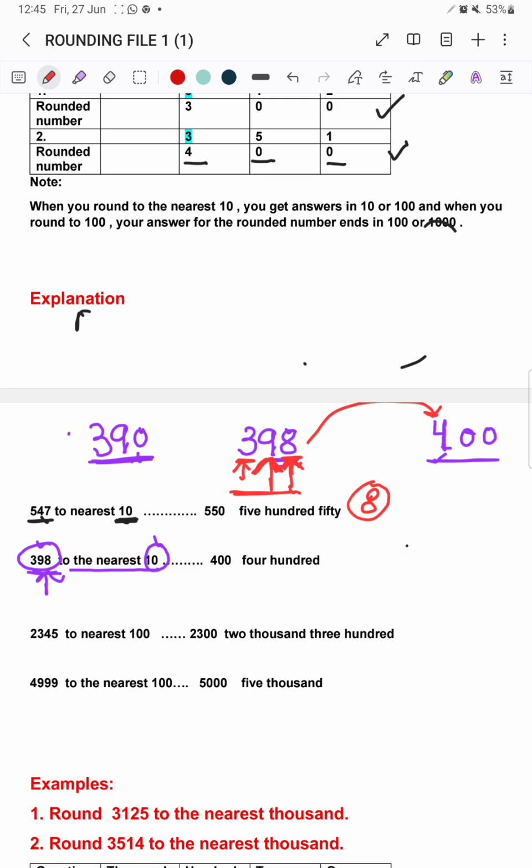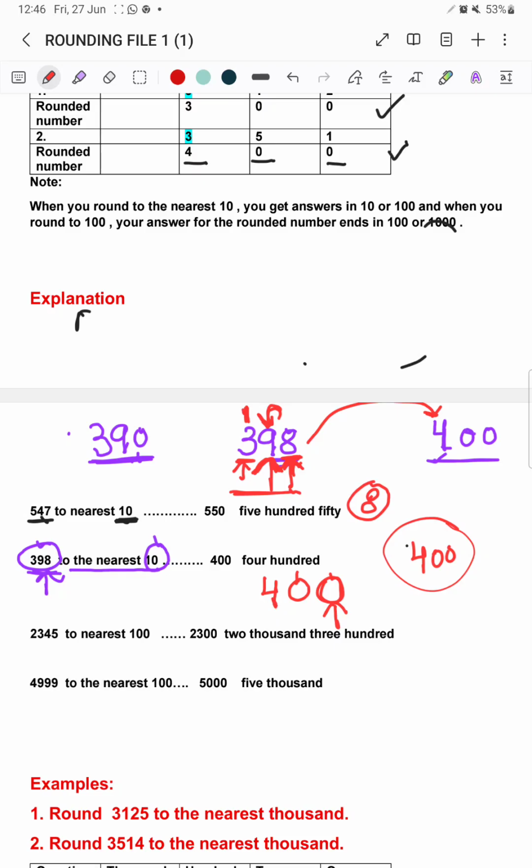So what will happen here? 398 to the nearest tens. Because of this 8, this 9 will be increased by 1, so it will become 0 here, and then it will go to 400. Because after 398, what happens? We increase this digit by 1, so this 8 will become 0, because the answer is in tens, so the answer should be like 20, 30, 40 like that. So the one's place is 0. This 9 will be increased, so it will become 10, and that 1 carry will be here, so it will become 400.